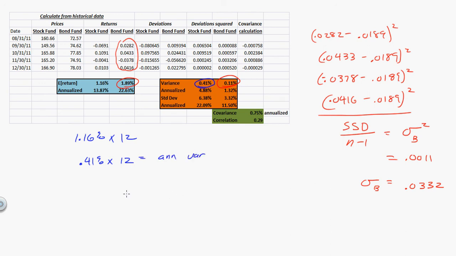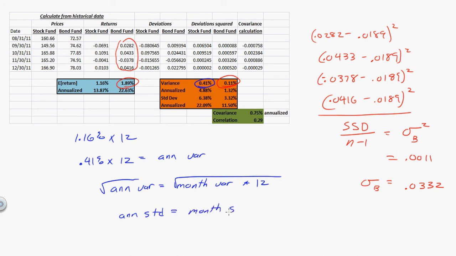So I want you to look at this way. If I have the annual variance is equal to the monthly variance times 12, then the standard deviation, I take the square root of both sides, the annual standard deviation is equal to the monthly standard deviation times the square root of 12. So make sure you can annualize those. At this point, you should be able to get these returns and annualize them. You should be able to get the variance and annualize it, the standard deviation and annualize it, all those numbers. Now I want to go to the next thing.